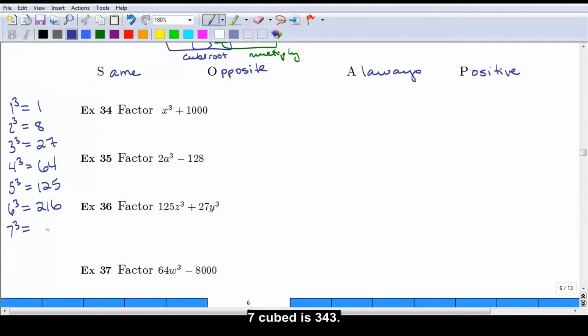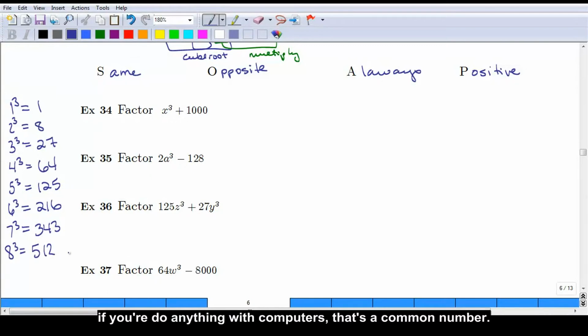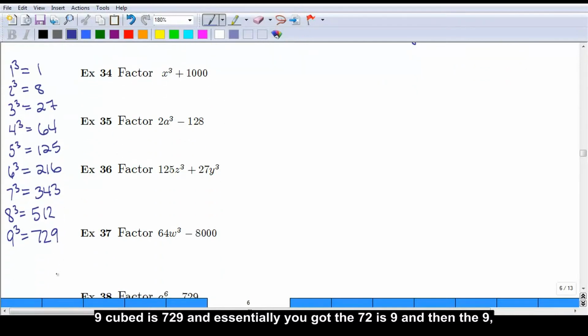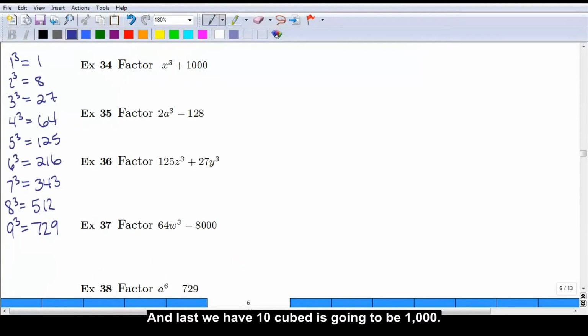7 cubed is 343, and the way I remember this is essentially you're kind of splitting 7 into half, so 3, 4, 3, it's symmetric. 8 cubed is 512, and again, if you do anything with computers, that's a common number. 9 cubed is 729, and essentially you have the 72 is 9, and then the 9, and we know any multiples of 9 end up having their digits add to be 9. And last we have 10 cubed is going to be 1,000, so that one's pretty easy.